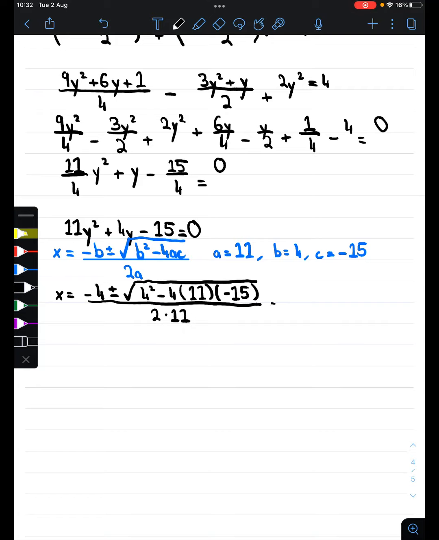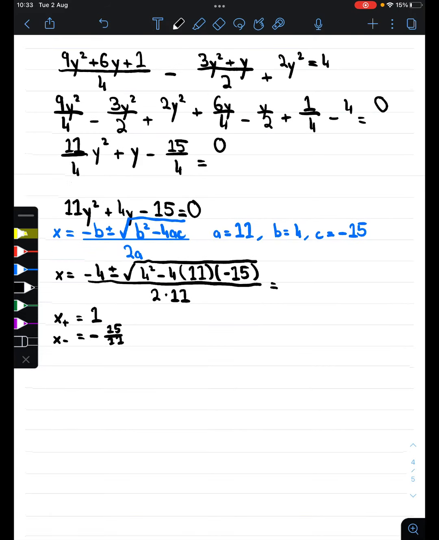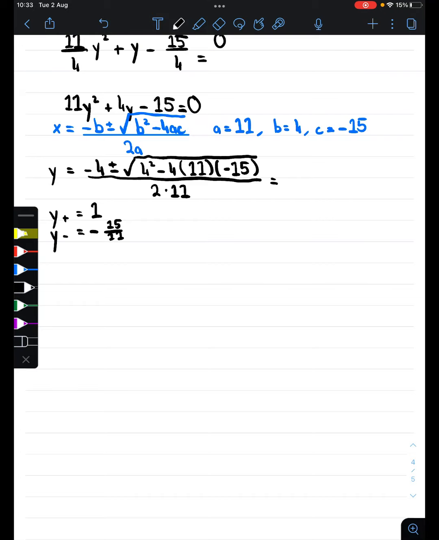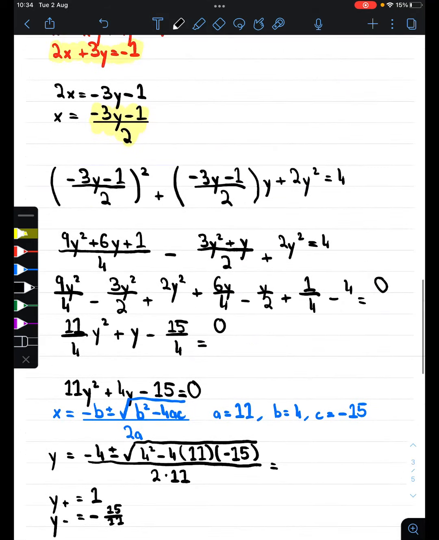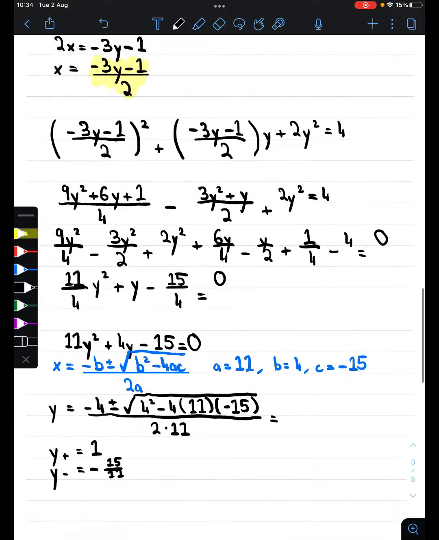And the two values we get here are 1 and minus 15 over 11, if you just plug that into your calculator. Alright, sorry, this is y we're looking at. So these are the two values of y that will work. And now, for each of these values of y, what is x?